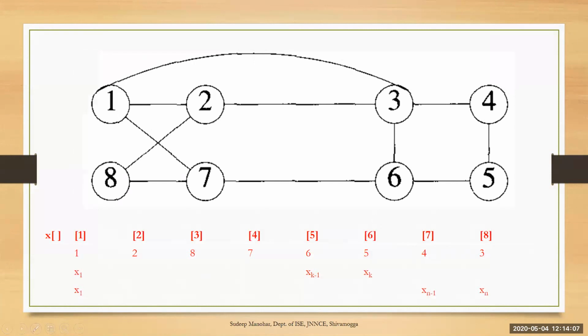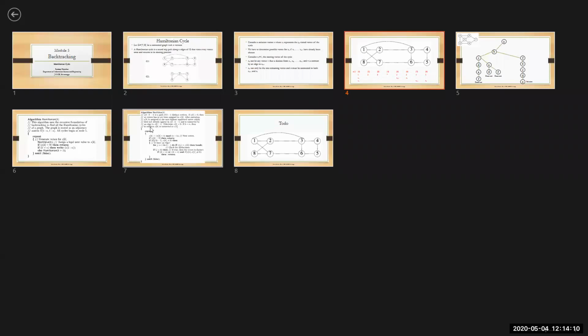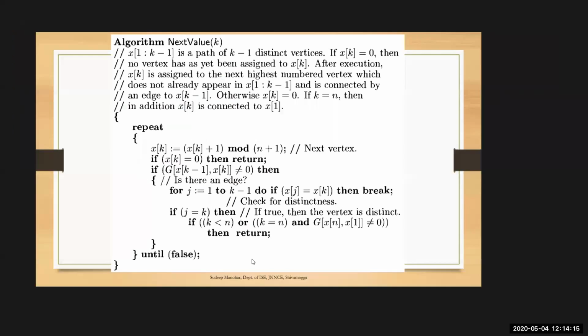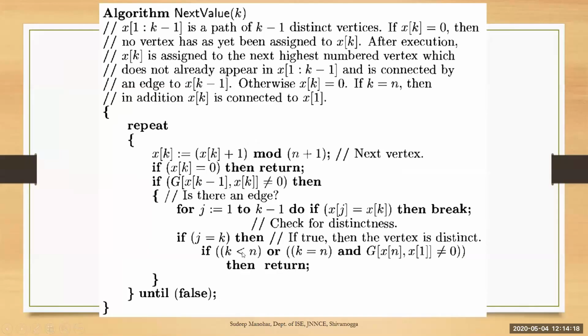One more option: even if it is lesser than n, it is a valid vertex that is chosen. Or if k is equal to n, think that k is 8 now. You are finding the last vertex. When you are finding the last vertex, one more condition you have to satisfy is that there should be an edge from x of n, whatever vertex you have chosen at the last, to the first vertex. It should not be equal to 0 in the adjacency matrix G.